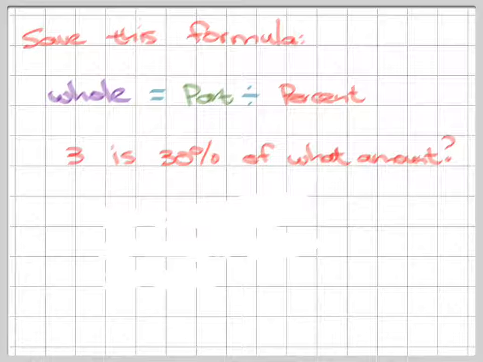Today we're going to look at the formula to work out the whole when we already have the part and the percent. So you can see it's here listed for you. Whole equals part divided by percent.